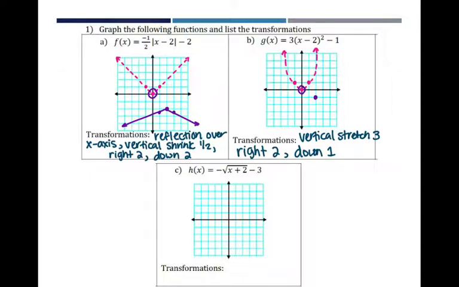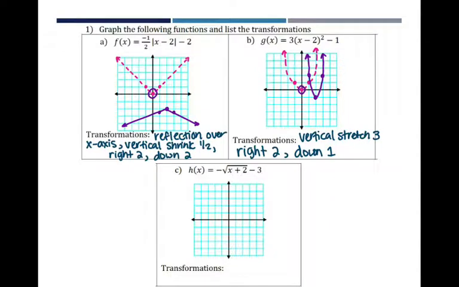And normally my points are 1 unit apart vertically, but because I have a vertical stretch of 3, I am now going to space them apart by 3 units. And what that does is it makes your graph more narrow. So you can see when I compare my pink parabola to the purple one, my purple one is skinnier.